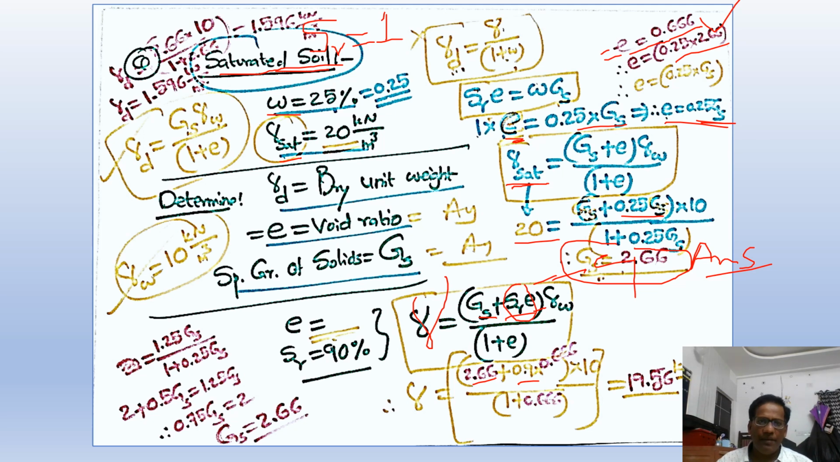Now gamma water is considered in this problem as 10 kilonewton per meter cube. 1 plus e is already known, 0.66. So now I am getting gamma as 19.56 kilonewton per meter cube. So this is the way we solve a numerical on interrelationships. Thank you.